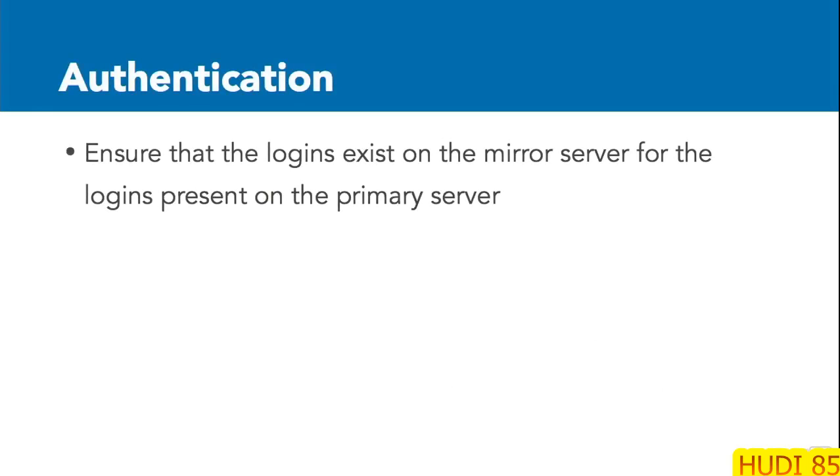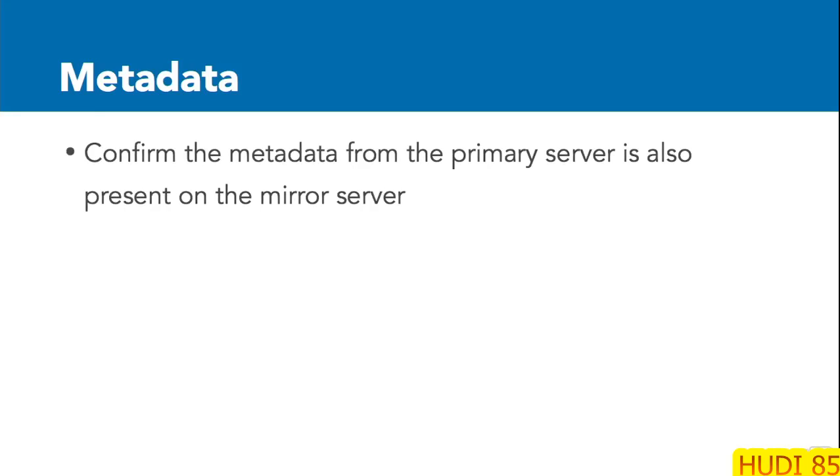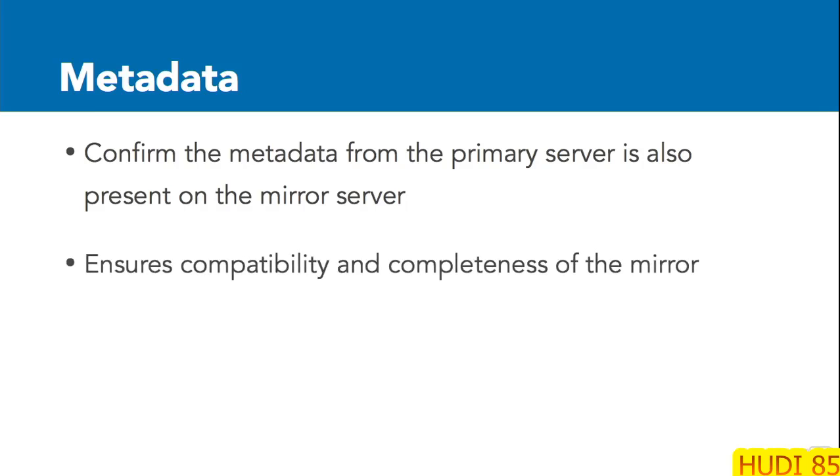In terms of authentication, you must ensure that the logins that exist on the mirror server are also present on the primary server. Also, you need to ensure that the metadata from the primary server is present on the mirror server, so that we have a duplicate environment not only for the data, but also for authentication and the metadata as well. This ensures compatibility and completeness of the mirror.